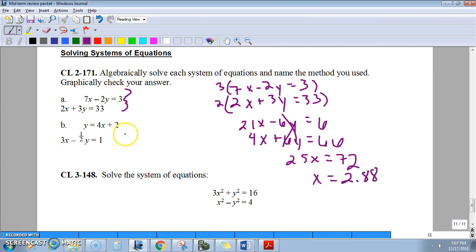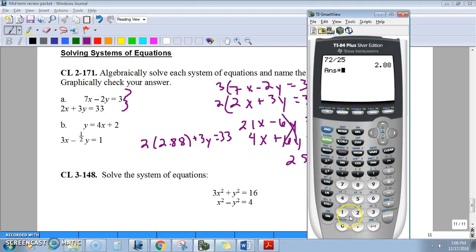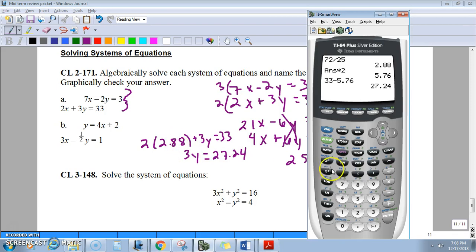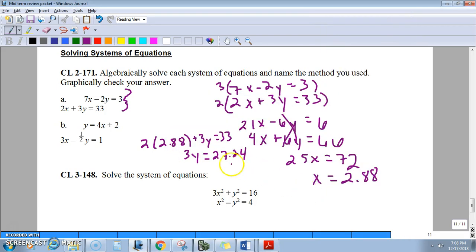Okay, and we can take that and put it back into one of the original equations. So how about 2 times 2.88, we solved for x, plus 3y equals 33. So 2 times 2.88 is 5.76, and 33 minus 5.76 is 27.24. So what we have is 3y equals 27.24 divided by 3, 9.08. So y is 9.08.